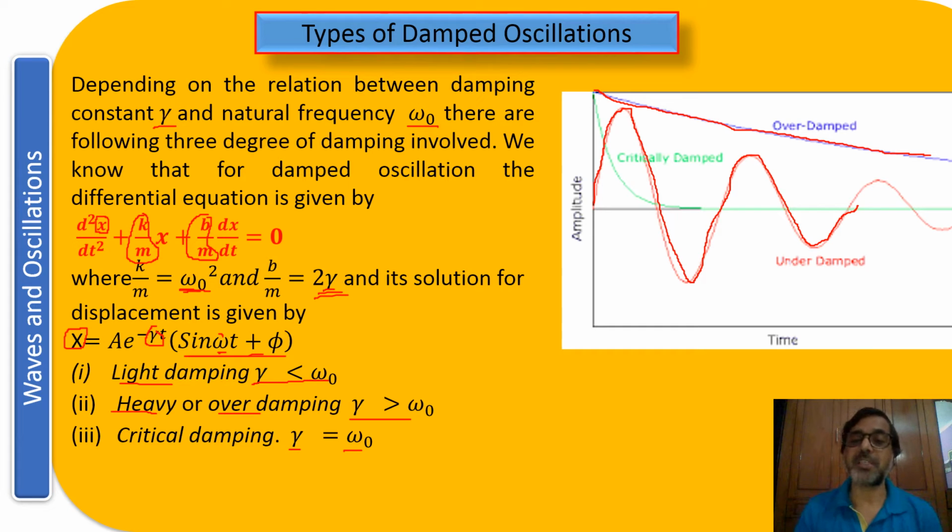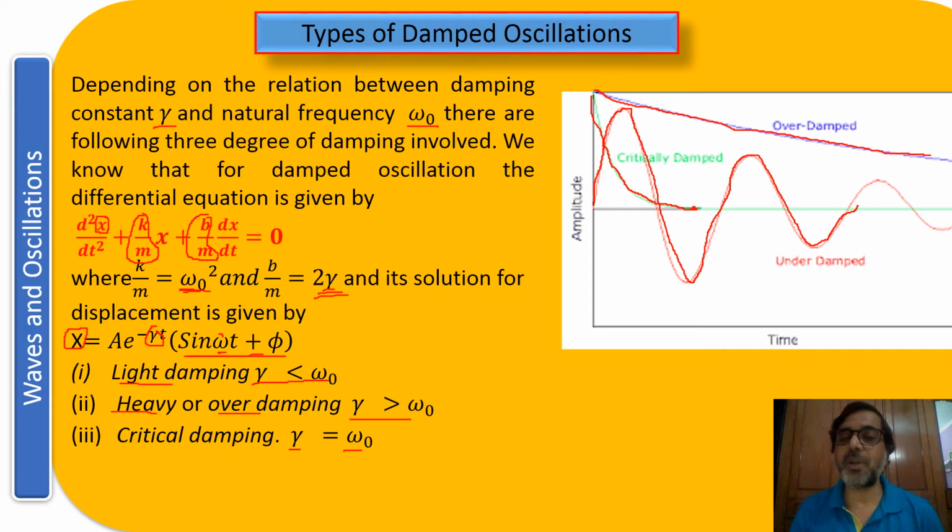If you are able to provide that type of oscillation, it will be called over damped oscillation. And the third one is your critically damped. So here this is your critically damped. In this case also you can see it is not oscillating at all. Here you have only one amplitude, and this amplitude has become zero.